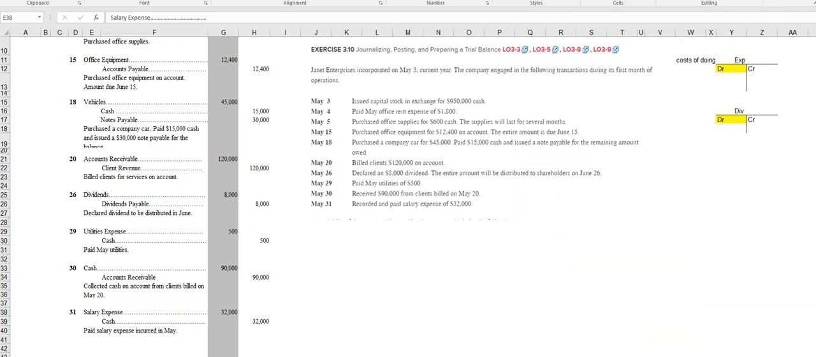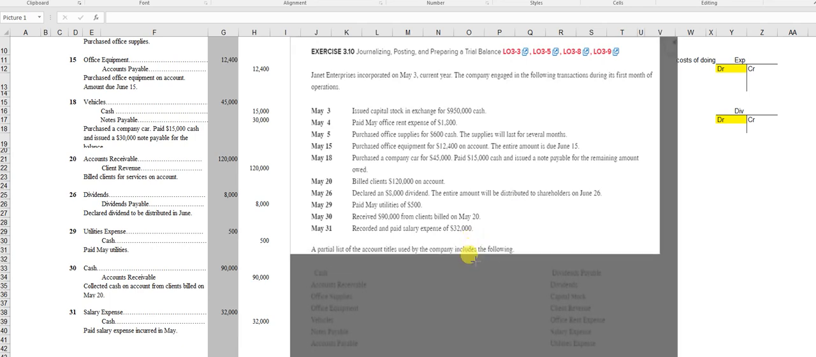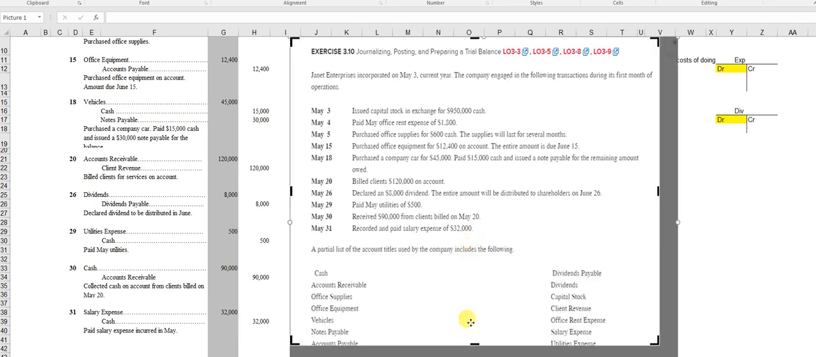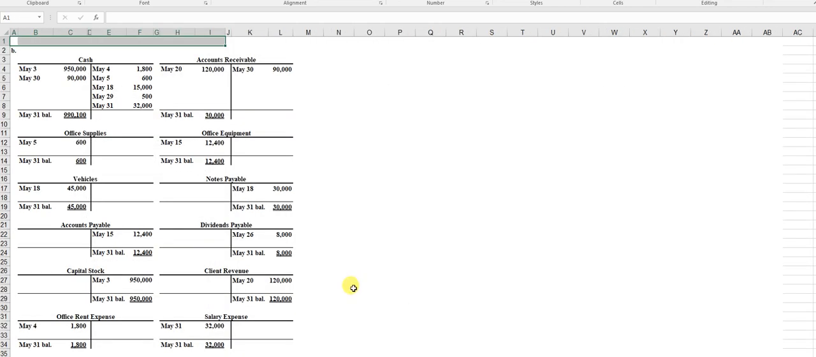My next one, I believe in this one, I'm going to post them to the T accounts and then prepare a trial balance. Okay, so let's go to that page there. Notice if I had a beginning balance in cash, I would put that beginning balance on the normal account side.